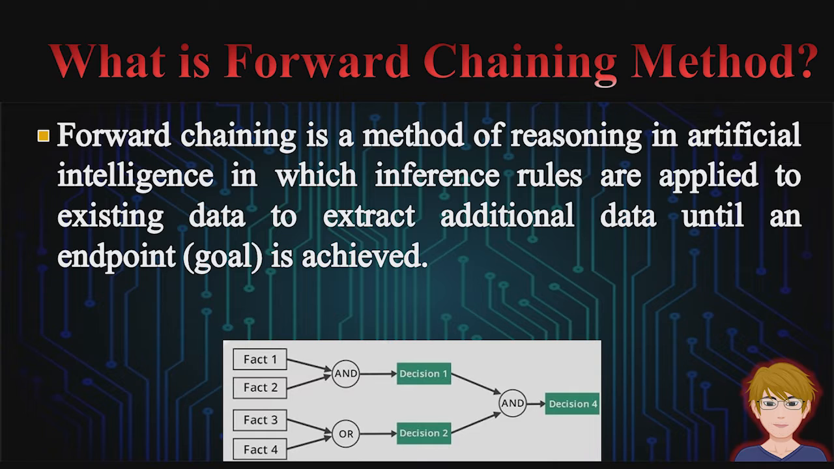As you can see in the figure here, we have the facts in the lower hierarchy, so they have N and R. We have decision 1 and decision 2. They merge to find the answer, which is decision 4. So this would be the goal, or the endpoint.